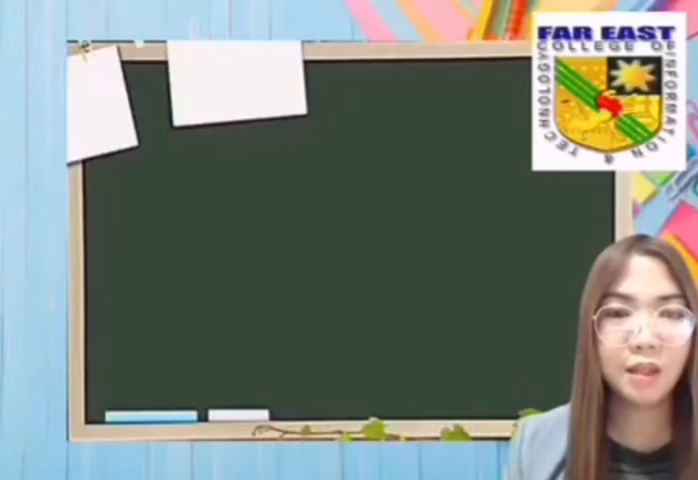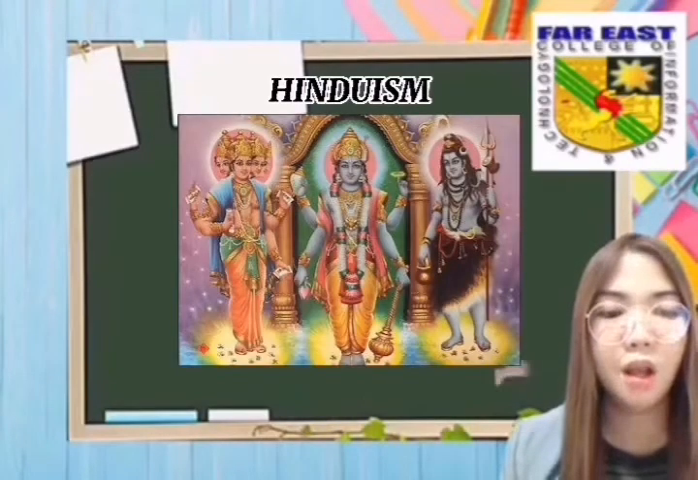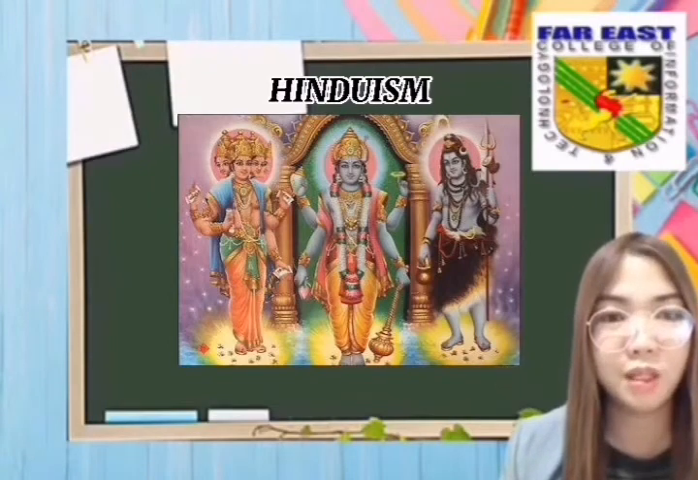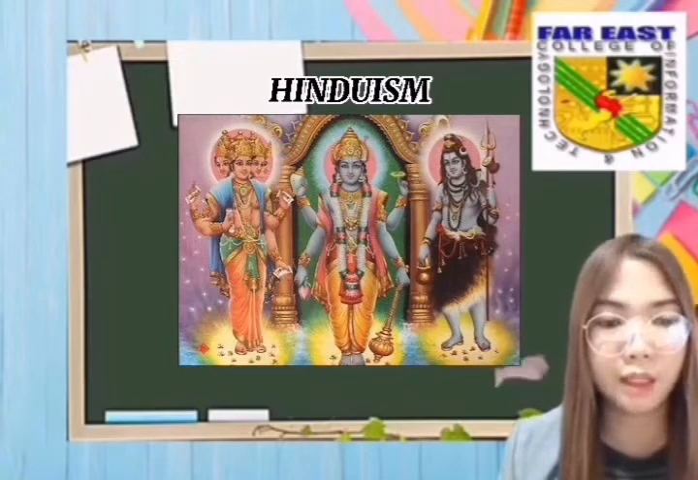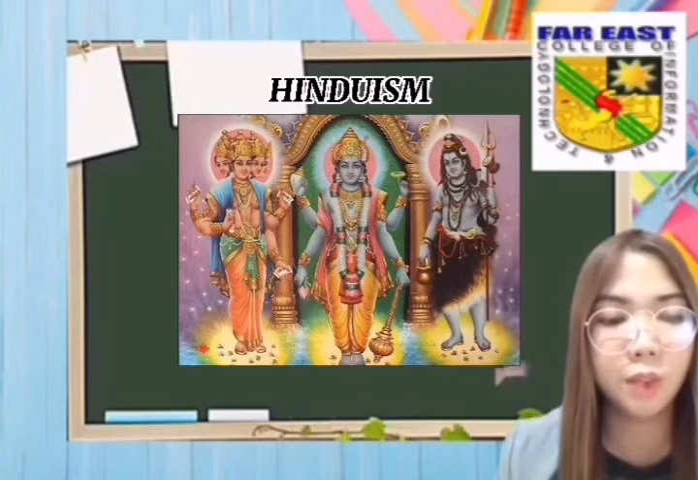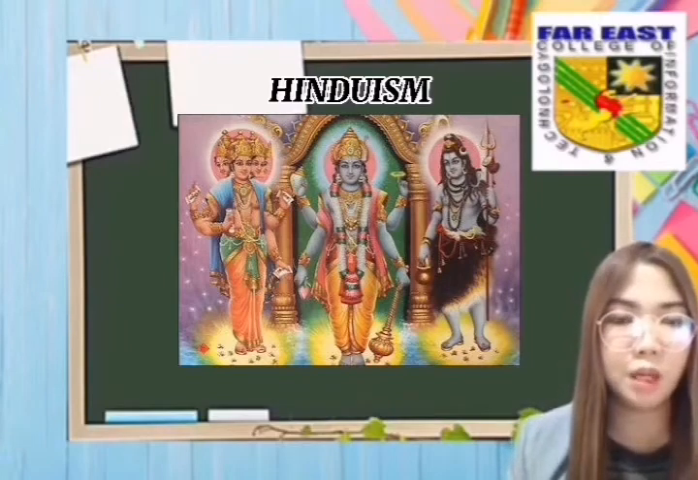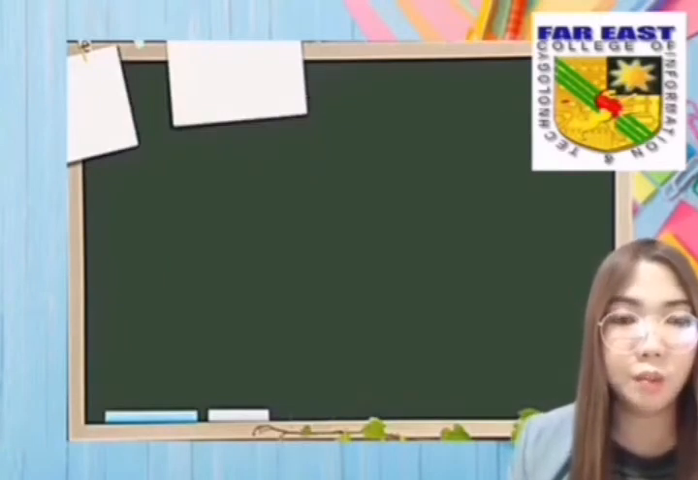Next is Hinduism. Hinduism got its name from the Persian word Hindus, which means river, used by outsiders to describe the people of the Indus River Valley. Always remember that Hinduism is the third largest religion of the world, with a total of 900 million Hindus worldwide. So, Hinduism is the third, Buddhism is the fourth.